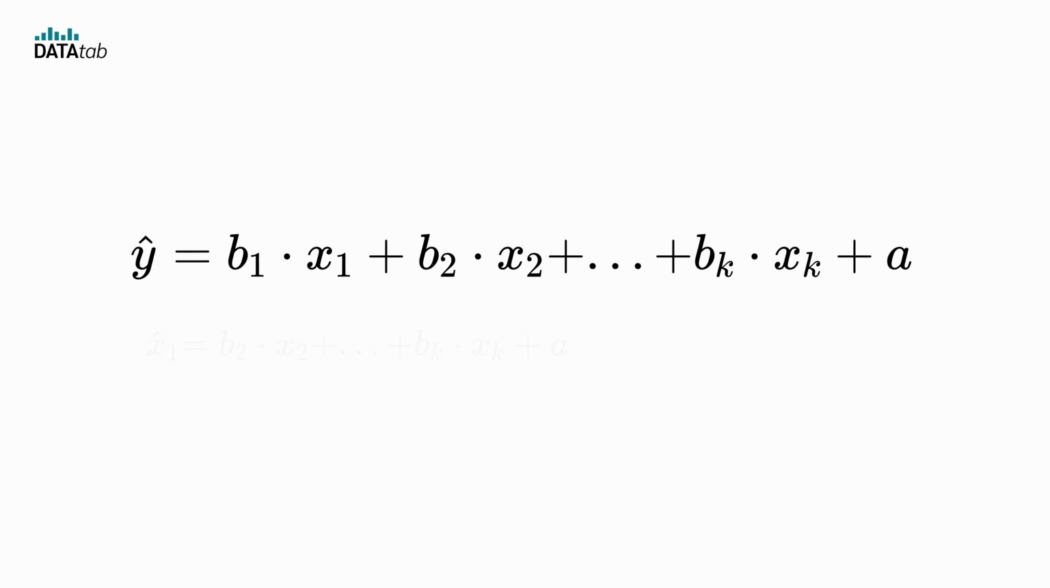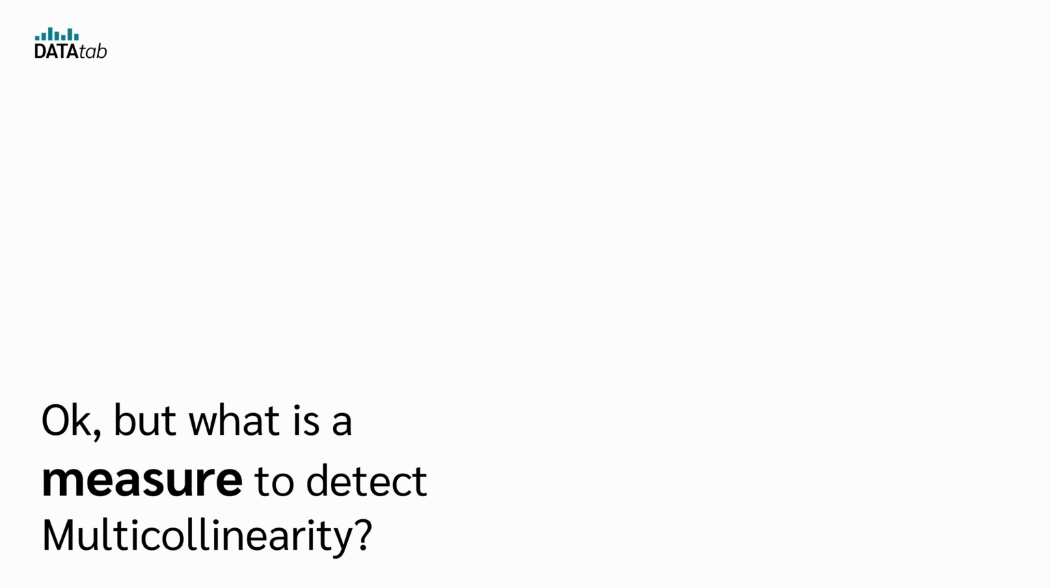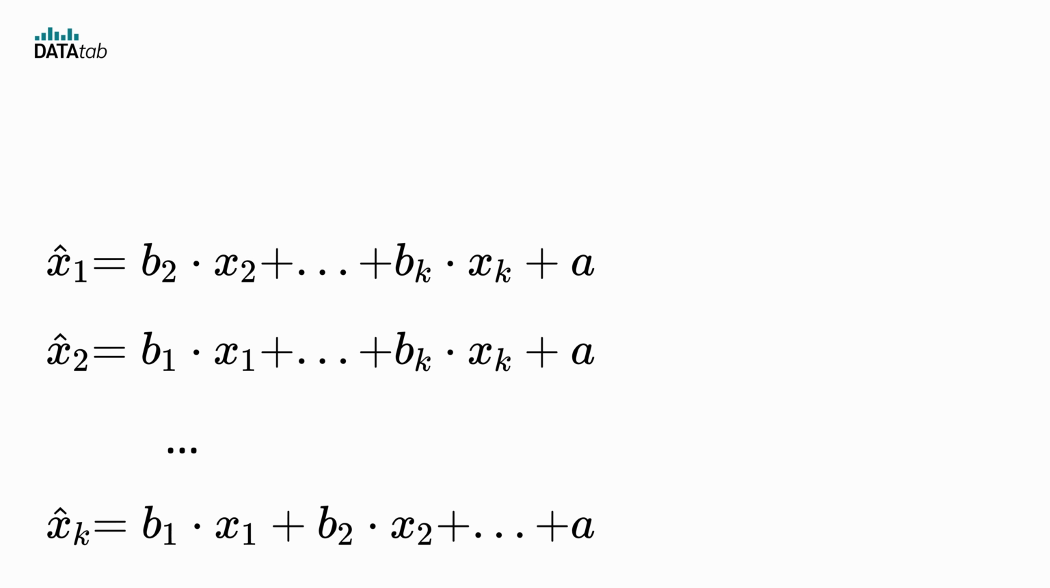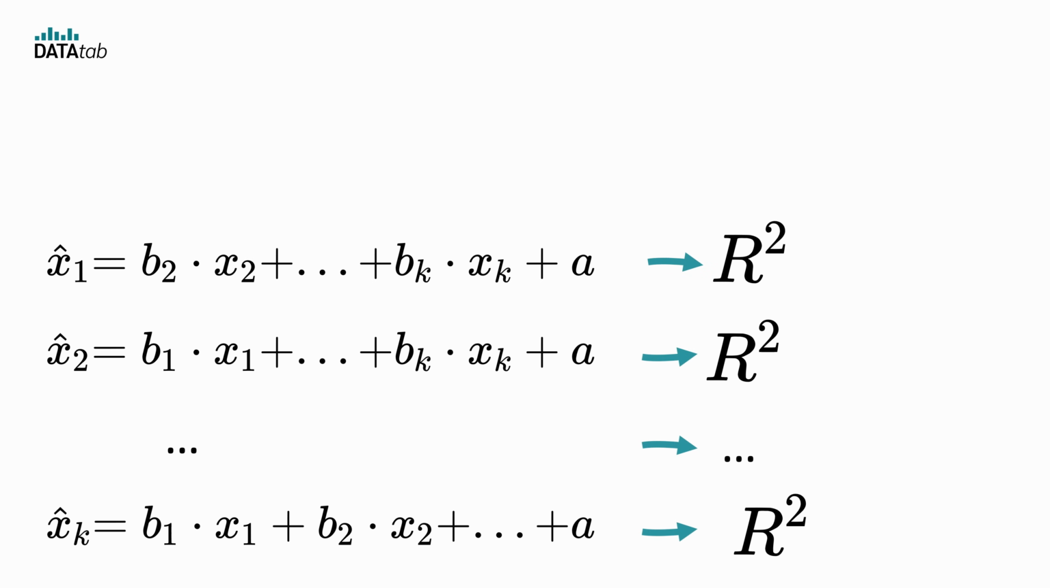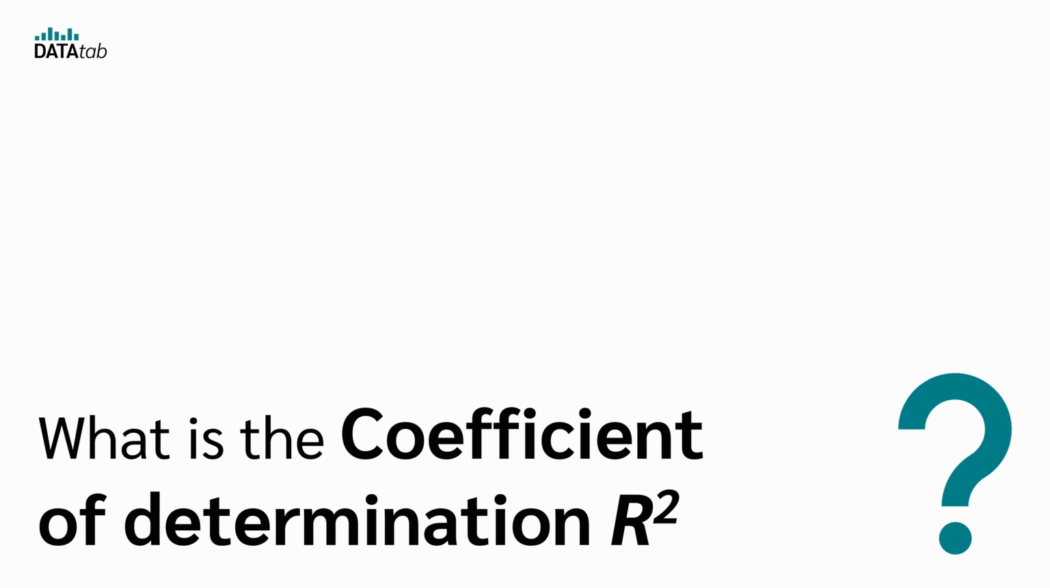We can now do this for all other variables. So we estimate x1 by using the other independent variables, we estimate x2 by using the other variables, and we estimate xk by using the other independent variables. Okay, but what is a method to detect multicollinearity? For all k regression models, we calculate r squared, which is the so-called coefficient of determination. What is the coefficient of determination r squared?